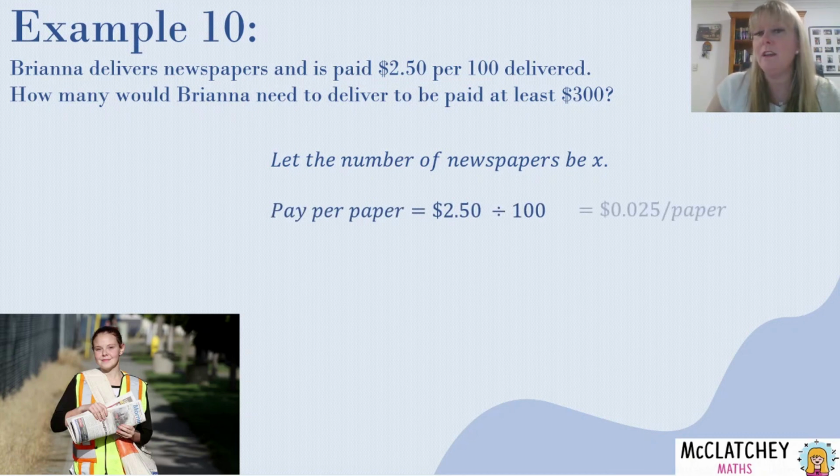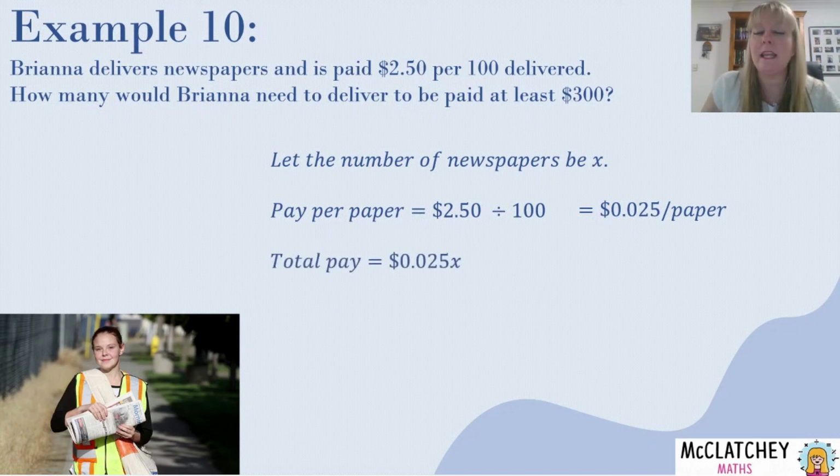$2.50 for 100 means $0.025 per paper. Now you could think of that in terms of cents. It's 2.5 cents per paper that she delivers. We're going to leave that in dollars though, because we're wanting our final answer to be $300. So let's leave the pay per paper in dollars too.